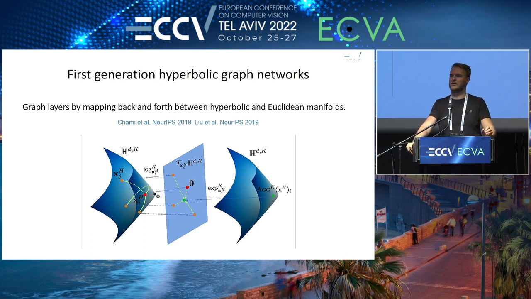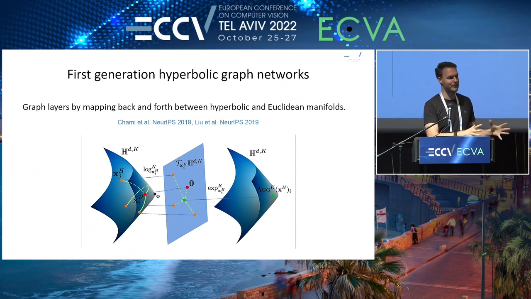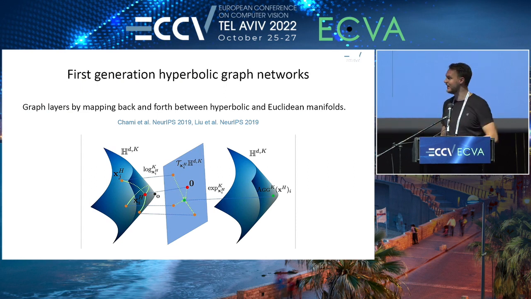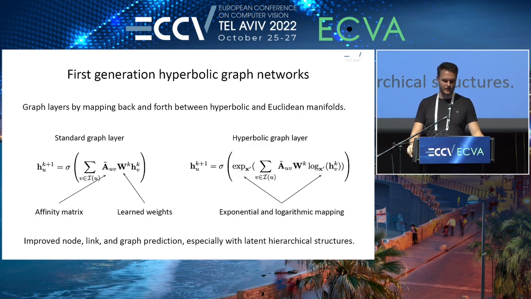So people have been trying it, and the first idea was, we assume these points are now in hyperbolic space. And to do this graph layer, what we do is we take the notion that Martin explained earlier of the exponential map, and the inverse is the logarithmic map. So we take a logarithmic map from the hyperbolic space to Euclidean space, then do our normal graph layer that we all know, and then back to hyperbolic space with the exponential map. So this was around 2019.